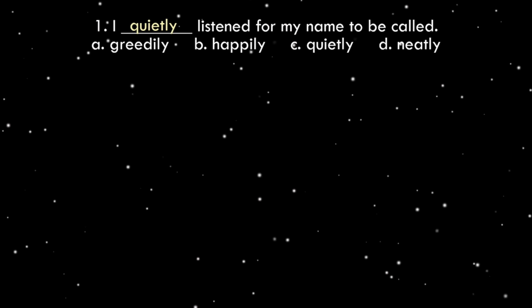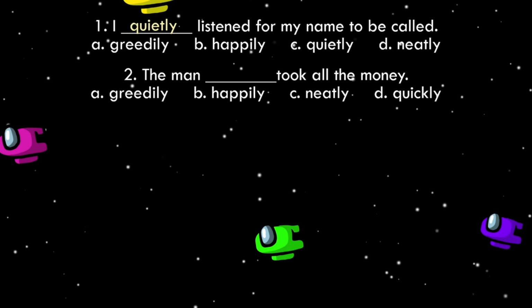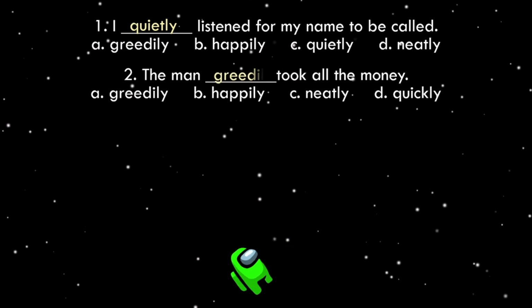Number 2. The man blank took all the money. Is it letter A, greedily, B, happily, C, neatly, or D, quickly? Awesome! The correct answer for that is letter A, greedily. The man greedily took all the money.